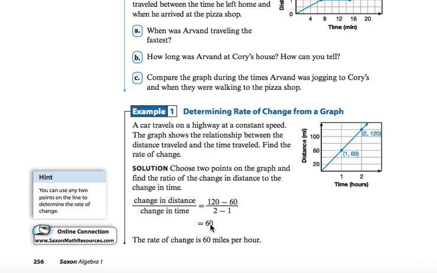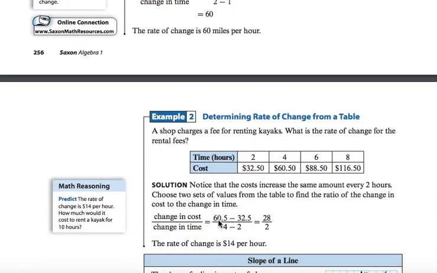Now, here's how you're finding it from a graph. Again, picking those 2 points, you subtract the y's from each other in the numerator and the x's from each other in the denominator. Notice how they stay in that same order. 120 minus 60, because you subtract the smaller number from the larger number, over 2 minus 1, to give you 60 miles per hour.